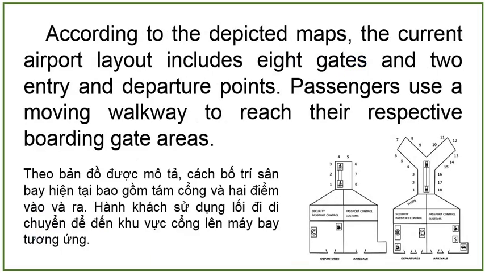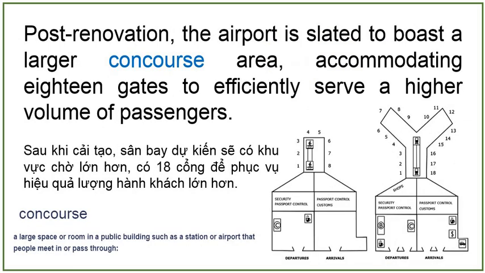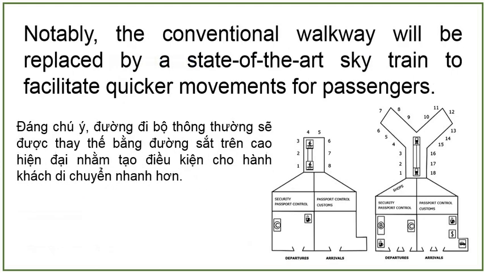According to the depicted maps, the current airport layout includes 8 gates and 2 entry and departure points. Passengers use a moving walkway to reach their respective boarding gate areas. Post-renovation, the airport is slated to boast a larger concourse area, accommodating 18 gates to efficiently serve a higher volume of passengers. Notably, the conventional walkway will be replaced by a state-of-the-art SkyTrain to facilitate quicker movements for passengers.